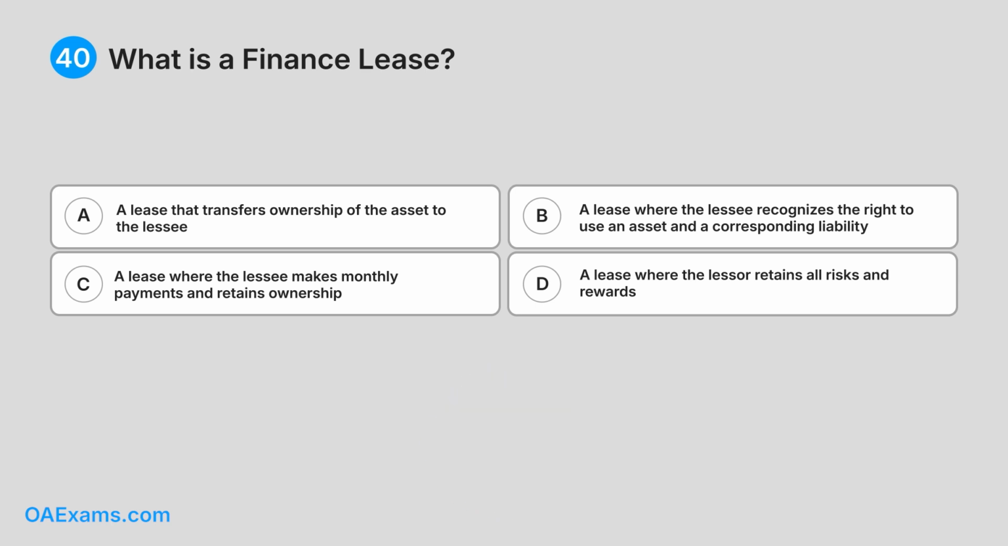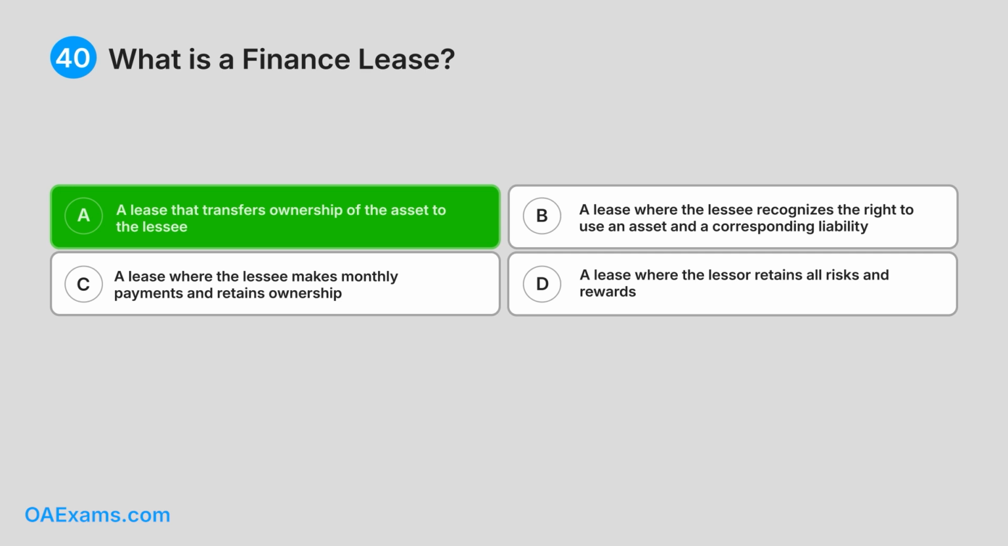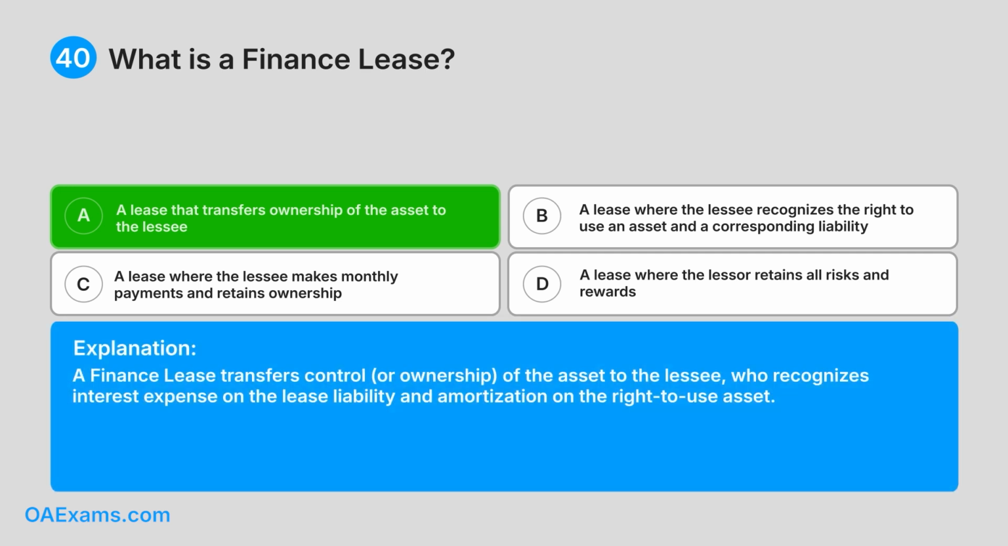Correct answer. A. A lease that transfers ownership of the asset to the lessee. Explanation. A finance lease transfers control or ownership of the asset to the lessee, who recognizes interest expense on the lease liability and amortization on the right-to-use asset.